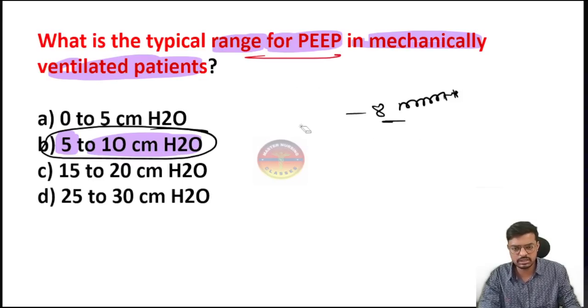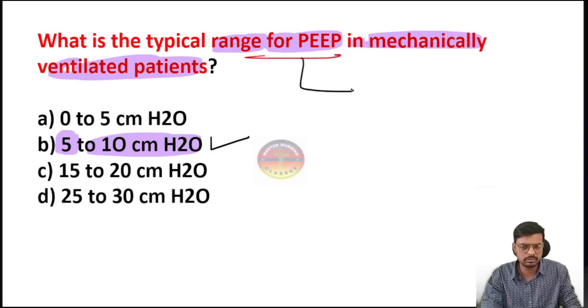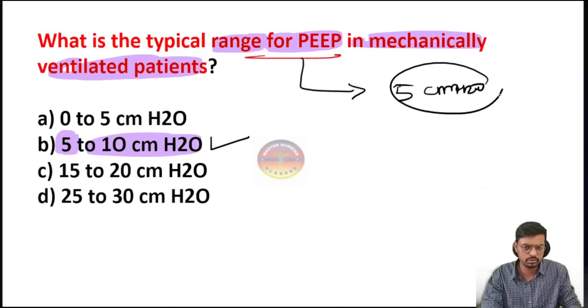So the best answer you should consider is 5 to 10 centimeters of H2O. This is what people will consider as a normal PEEP. If the examiner asks what is the normal PEEP, the single best answer is 5 centimeters of H2O, the normal positive end-expiratory pressure.